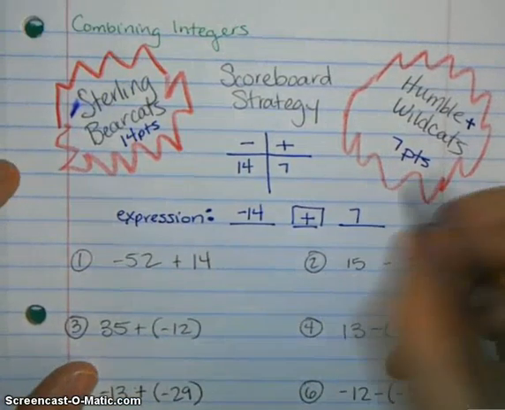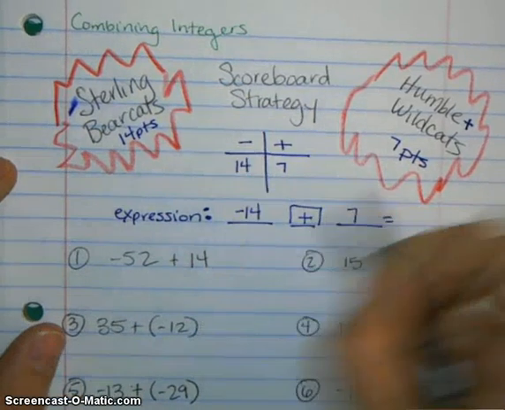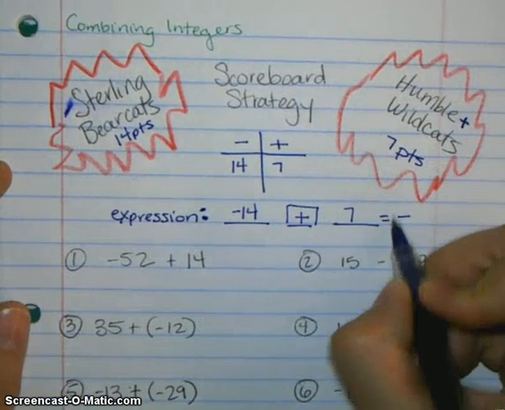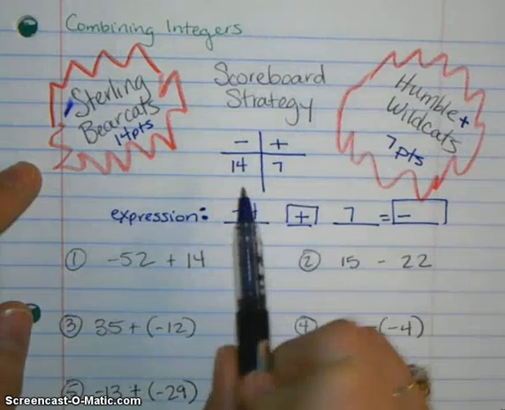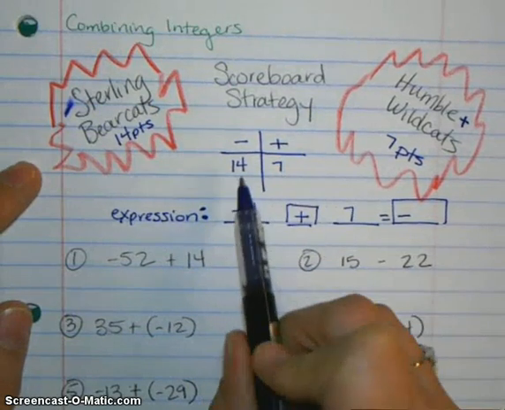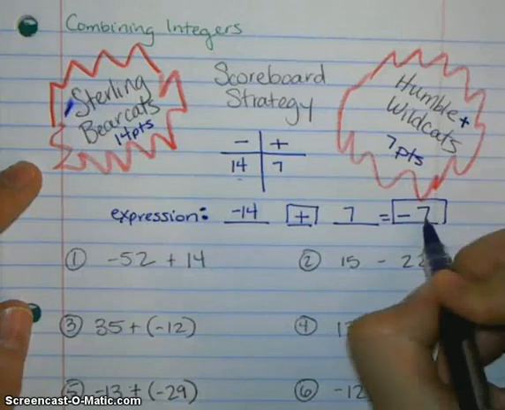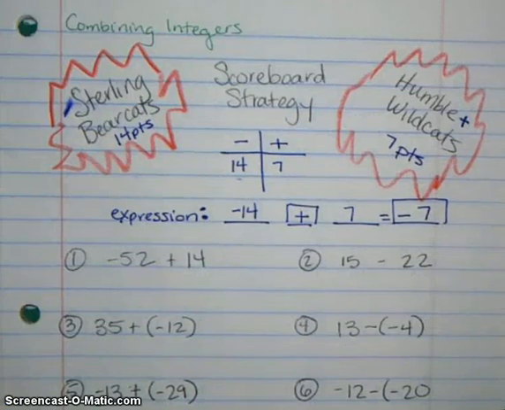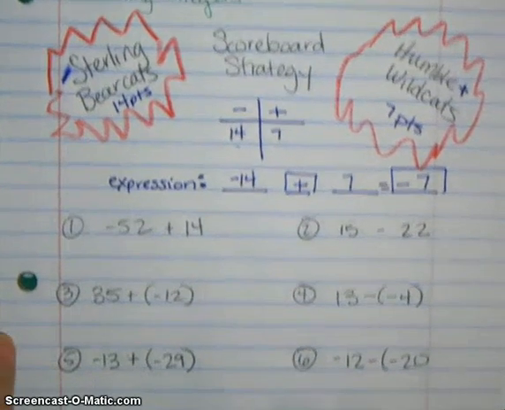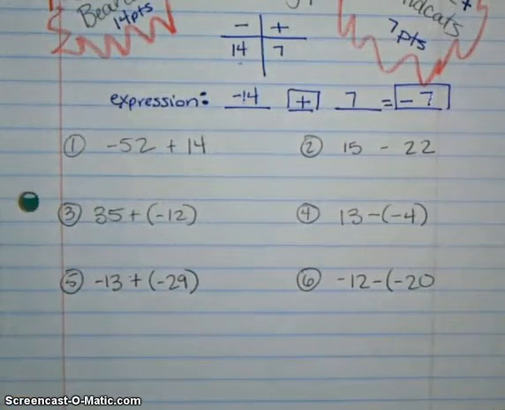Well, we know that the negative team is going to win because they have more points. How many points would they win by? To figure that out, I'm going to have to subtract 14 minus 7, and I get negative 7. All right, we're going to use this strategy for several problems we're going to practice together.